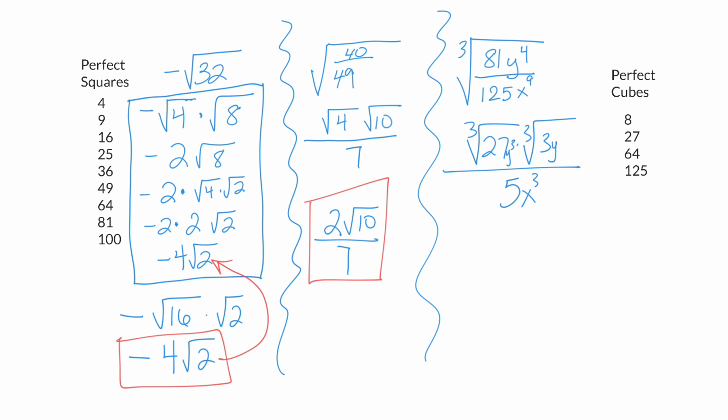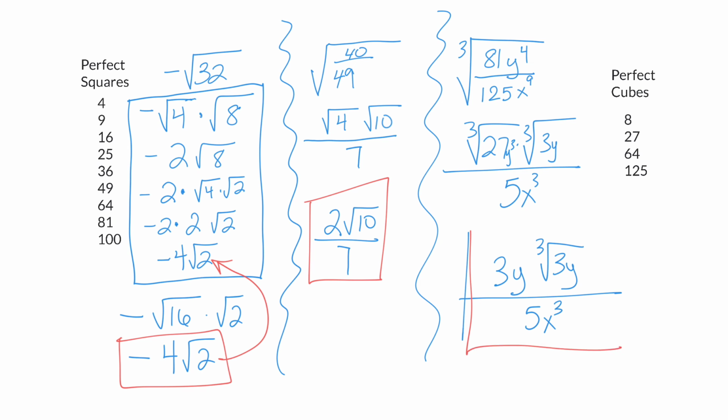The cube root of 27 is a 3. Cube root of y cubed, you just get a y. And then you have the cube root of 3y still left. And that is all over 5x cubed. Not super pretty, but mathematicians like it. I like it. All right, maybe you have the hang of it.